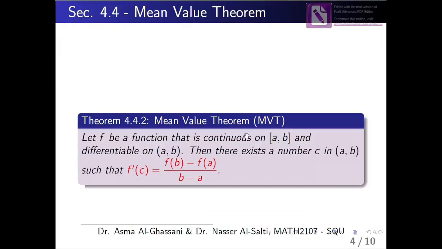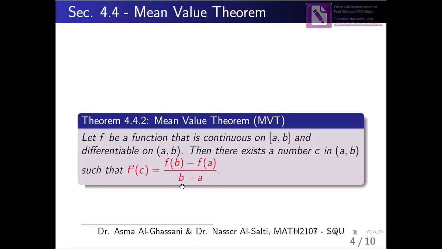Now the Mean Value Theorem. Let f be a function that is continuous on the closed interval a to b and differentiable on a to b. Then there exists a number c in the open interval a to b such that f'(c) is equal to (f(b) minus f(a)) divided by (b minus a). So if your function f is continuous, also it is differentiable, then there is c such that the derivative of f at c is equal to (f(b) minus f(a)) over (b minus a).